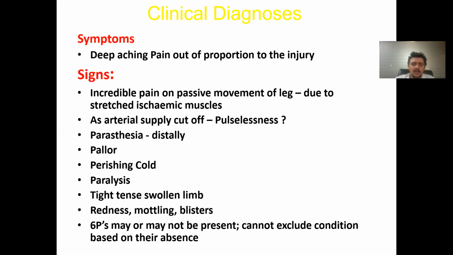How to diagnose compartment syndrome? The diagnosis is usually clinical. The main symptom is deep aching pain. The main point is that it is out of proportion to the injury. The injury will be minor, but the pain will be out of proportion to the injury. Pain will be severe. The signs include incredible pain on the initial passive movement of the leg.